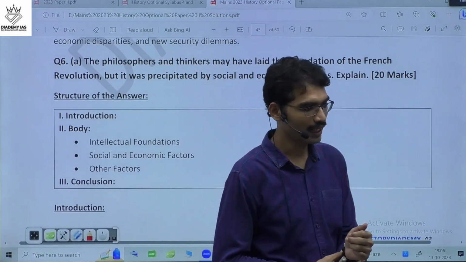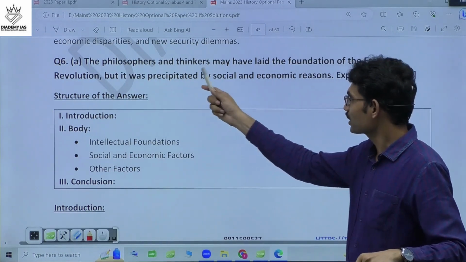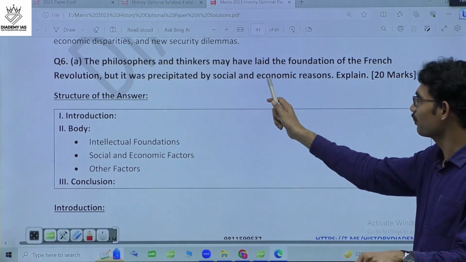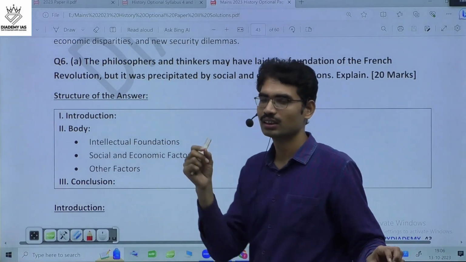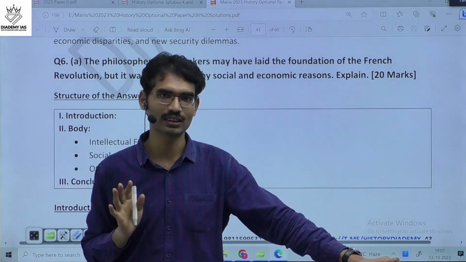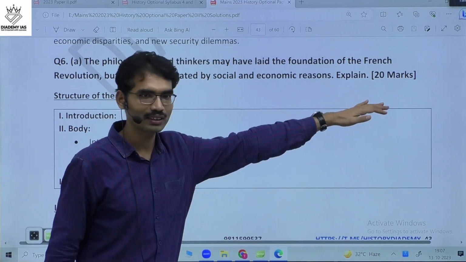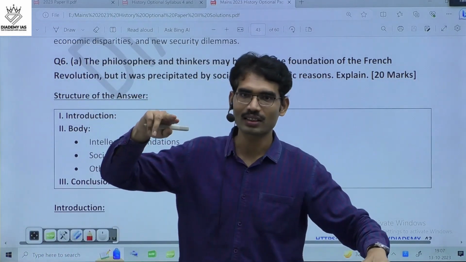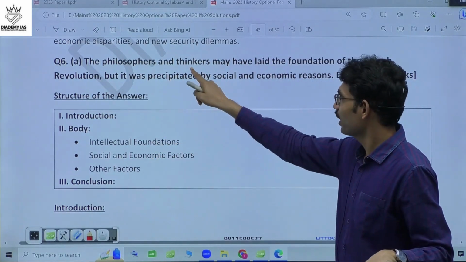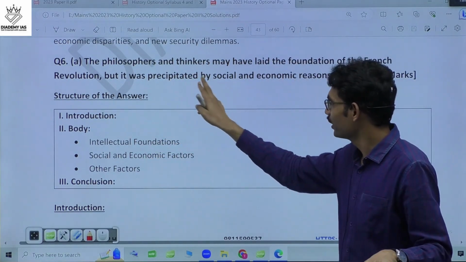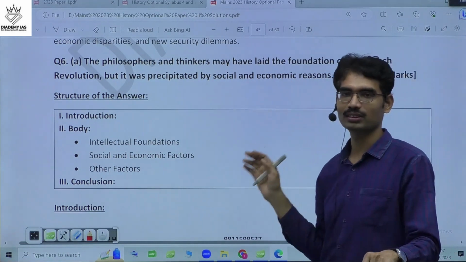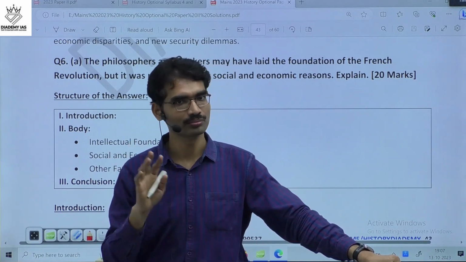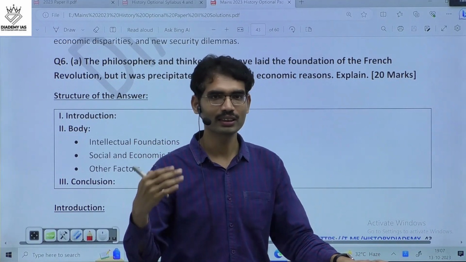Next, 6a. The philosophers and thinkers may have laid the foundation of the French Revolution, but it was precipitated by social and economic reasons. This question is one of the easiest questions in this paper. Simply it is asking for the factors of the French Revolution. While you are framing the answer, you need to highlight the role of philosophers and the role of social reasons and economic reasons. The factors: how philosophers laid the foundation for the French Revolution by highlighting equality, liberty, fraternity.